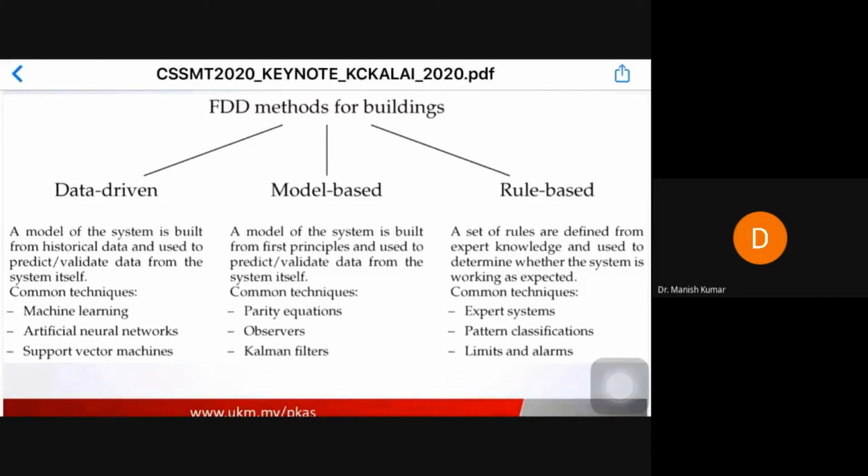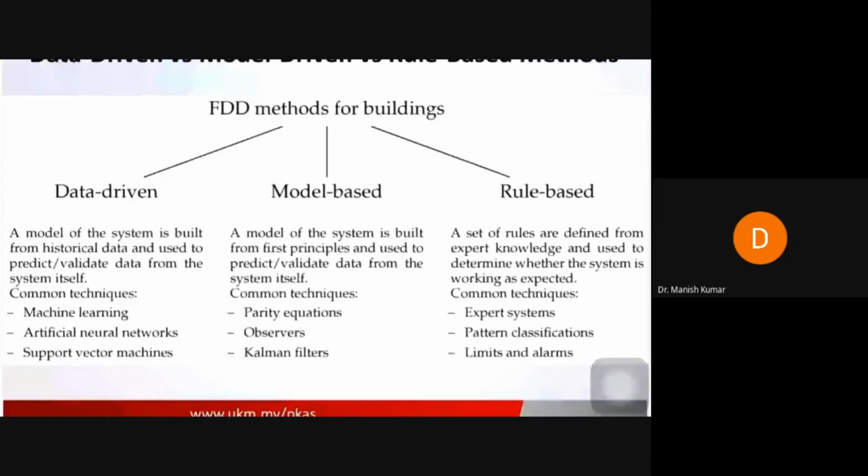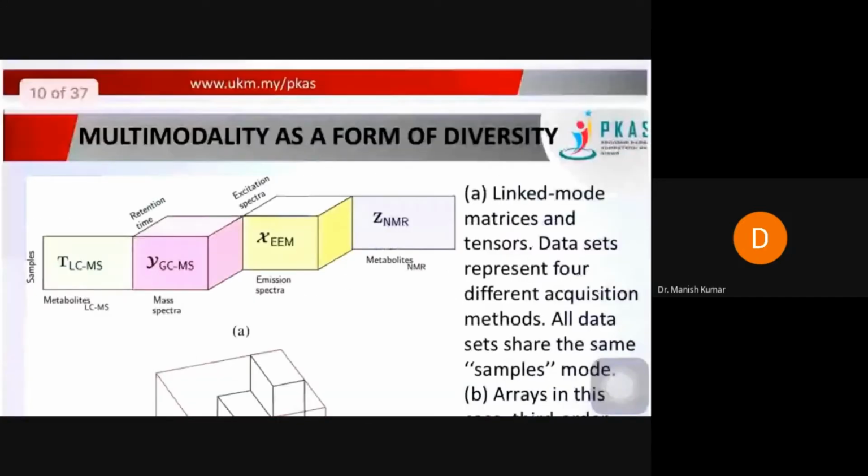When we move to model based, a model based system is built from first principles and used to validate data from the system itself. Common techniques are parity equations and observers. In a rule based system, a set of rules is defined from expert knowledge and used to determine outcomes. Common techniques here are expert systems, pattern classification, and limits and alarms. So these are the three different methods we normally use in modality: data driven, model driven, or rule based. I have given an example here of how we look at modality in the form of diversity.